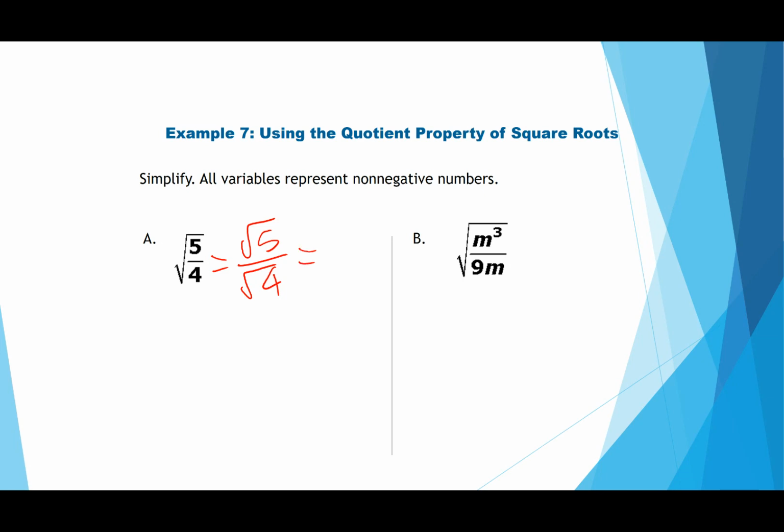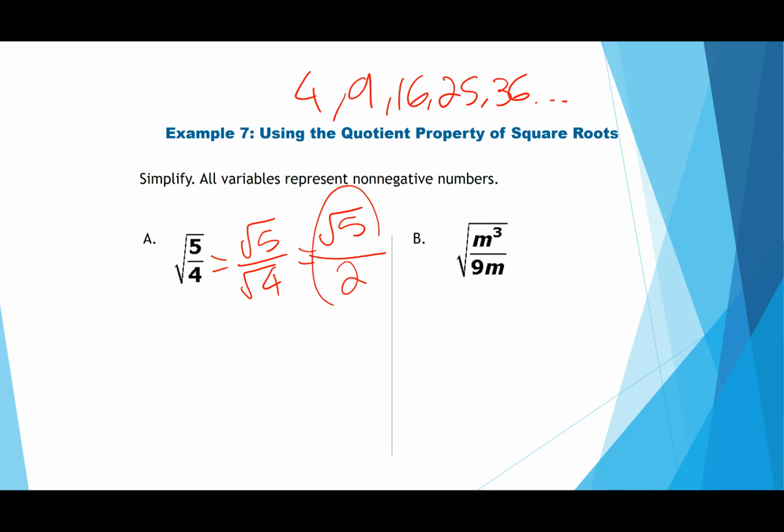Now, square root of 5. 5 is not divisible by any of these perfect squares. So square root of 5, kind of a lost cause, doesn't really simplify. We leave it like that. The square root of 4, however, is 2. So we can simplify that to 2. And that is our simplified version of that problem.